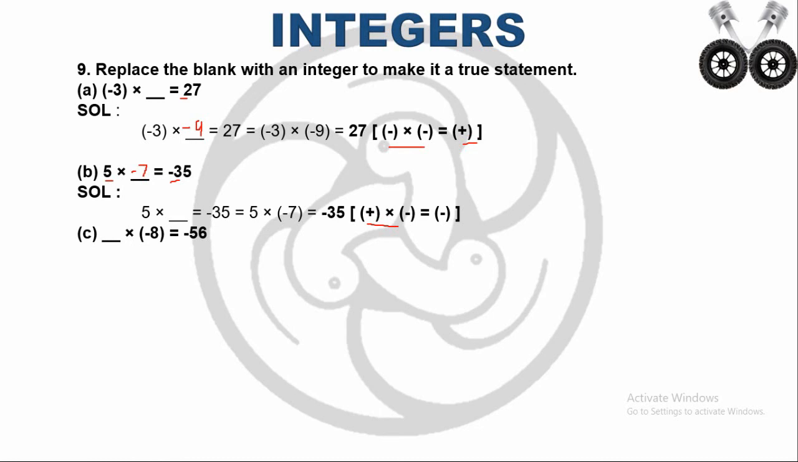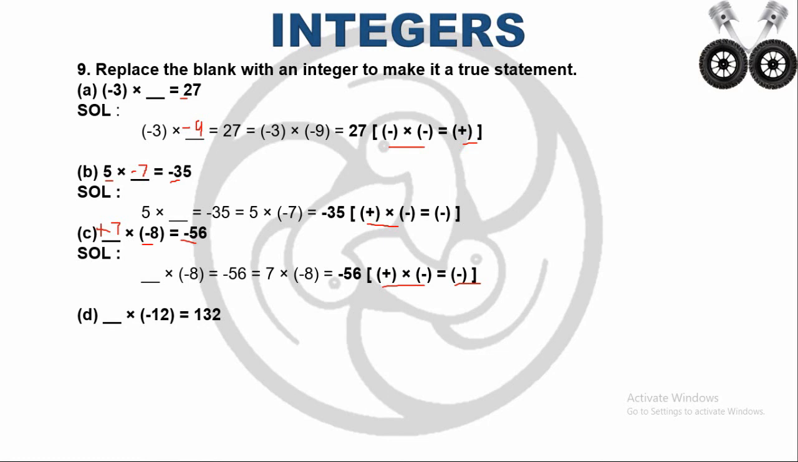Next one is dash into minus 8 equals 56. So on the LHS we have one negative sign, and on the RHS also we have one negative sign. That means in the blank we have to put the positive sign. So plus into minus gives the negative sign. So we put plus into minus equals minus. So I have to put the positive sign here. So what is the integer here? I have to multiply the integer 7. 7 eights are 56. So the answer here is plus 7.